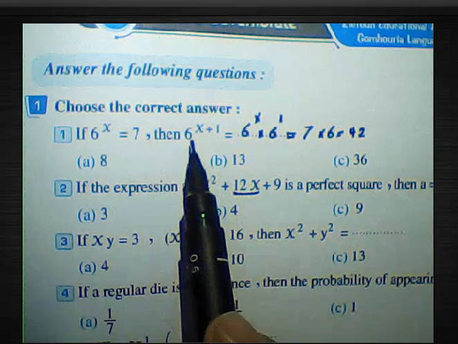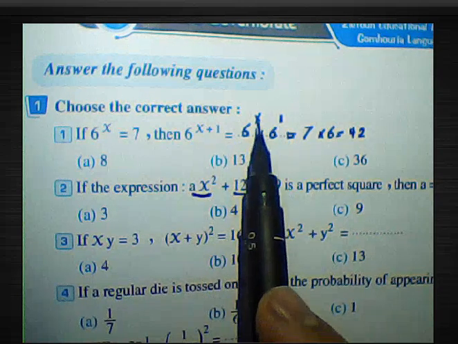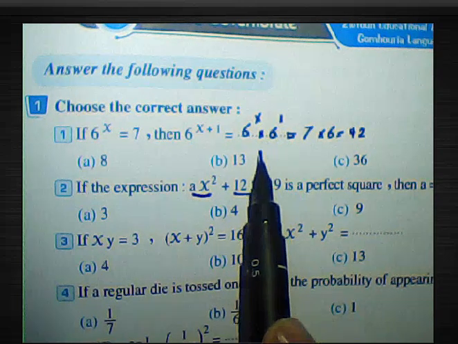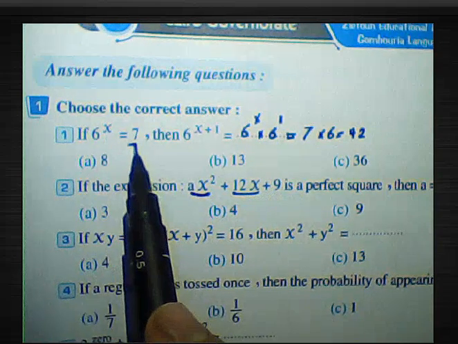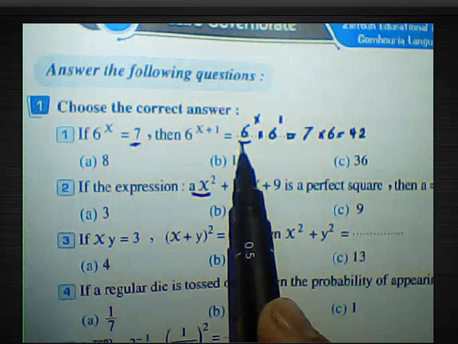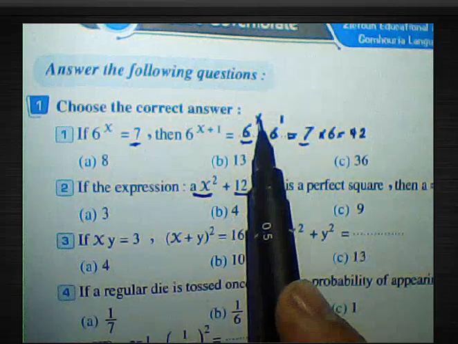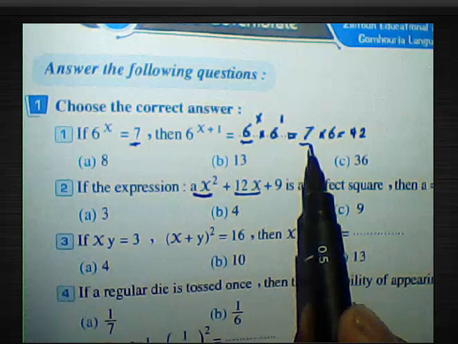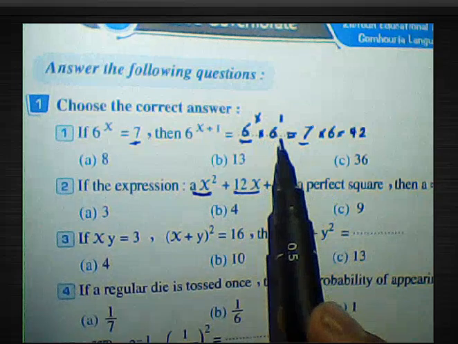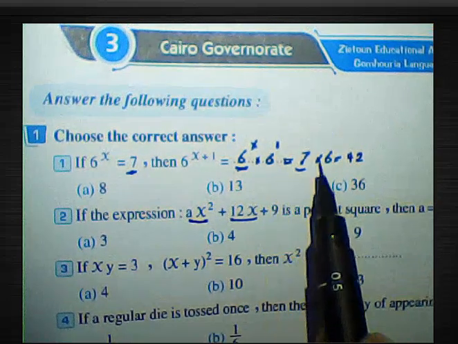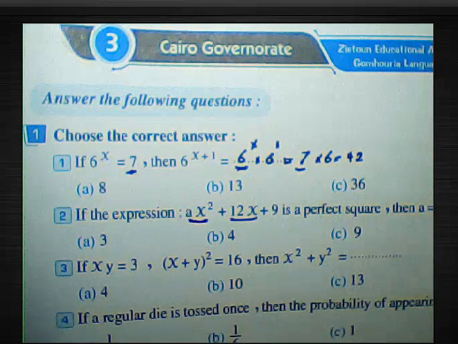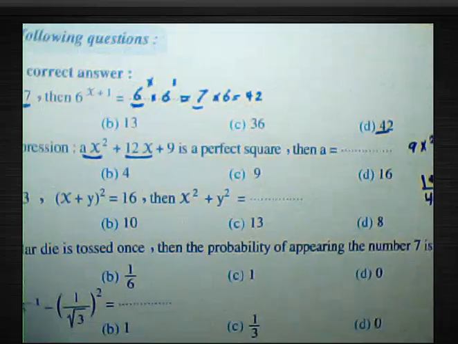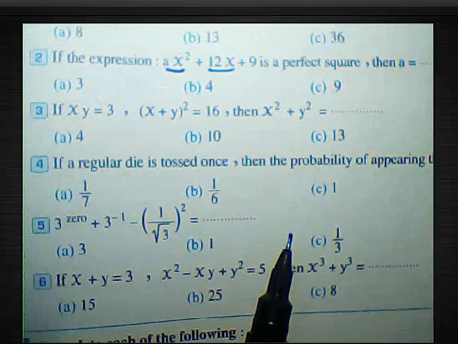We know 6 power x plus 1 equals 6 power x multiplication 6 power 1, and he gives us 6 power x equals 7. You can write here 7 multiplication by 6 power 1. 6 power 1 equals 6. 6 times 7 equals 42. Then the result will be 42. Letter D.